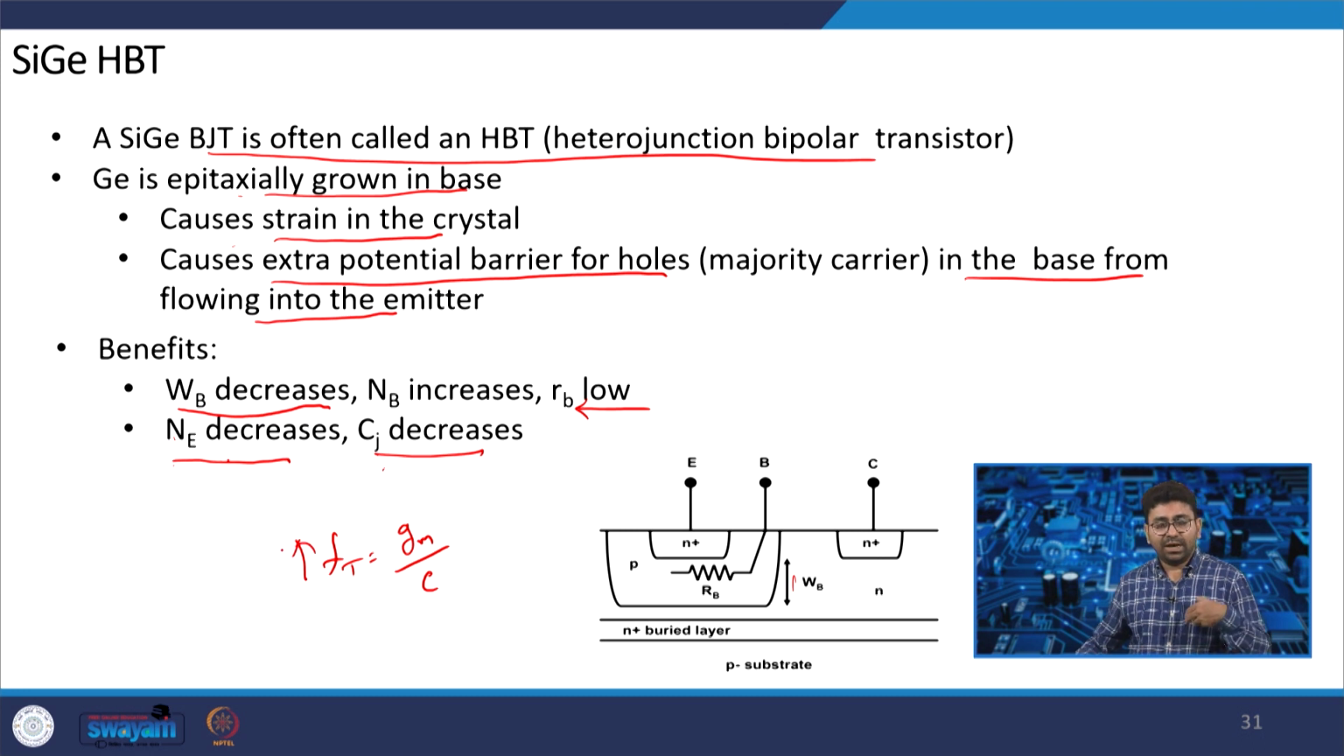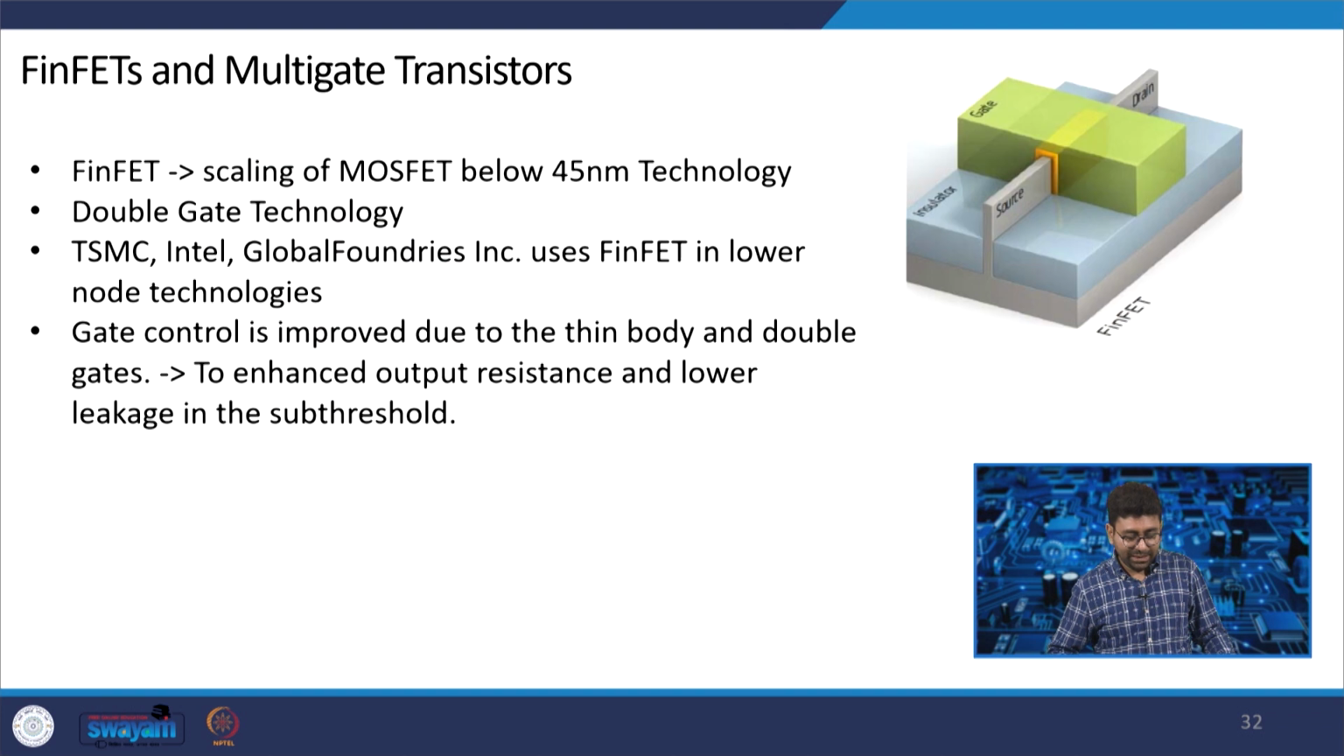So, ultimately we are trying to achieve the higher FT, and in silicon germanium HBT we can get the higher FT by considering the low RB also. So, this is the advantage of the silicon germanium HBT.